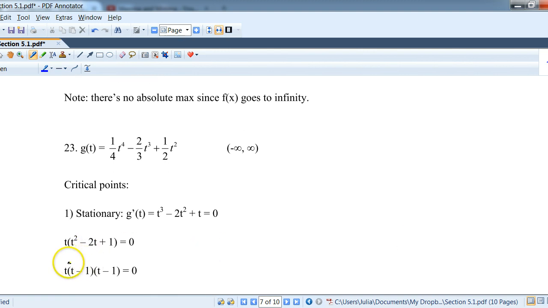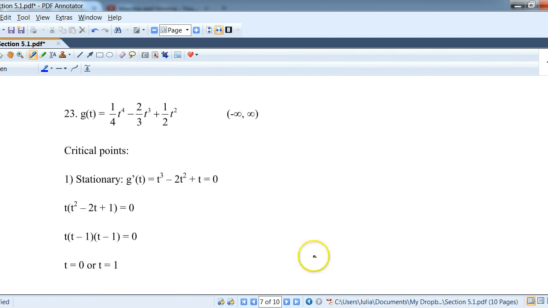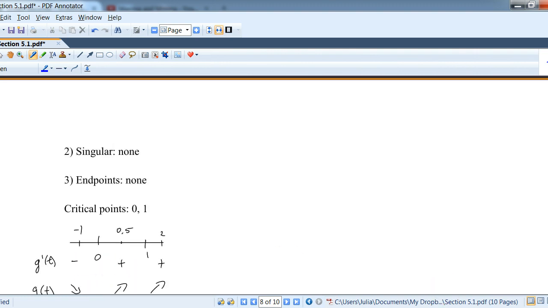And we can factor this. So you can either just break it up, t and t, and then positive 1, you can break it up as negative 1 and negative 1, and they both add up to negative 2, so that works. Or break it up as a square. Either way, it looks like we have two stationary points, t equals 0 and t equals 1. We do not have singular points, again, try to figure out why, and we do not have endpoints. So all we have is stationary points in this case.